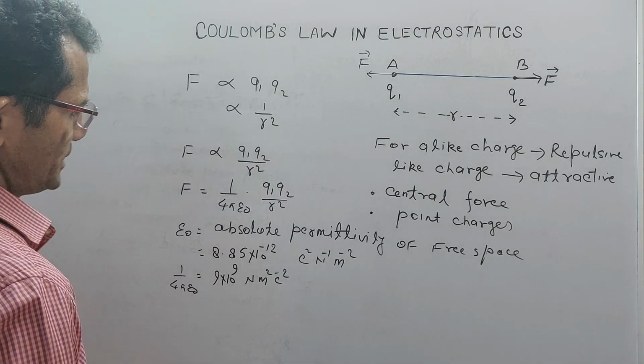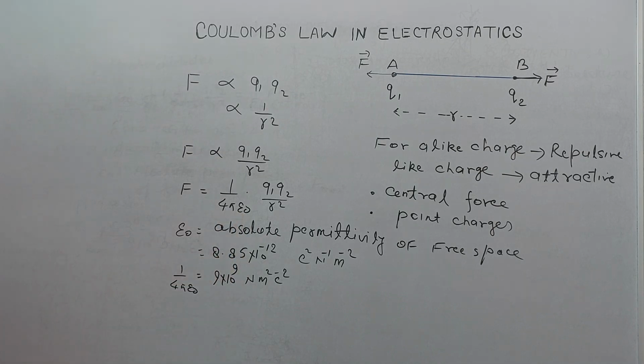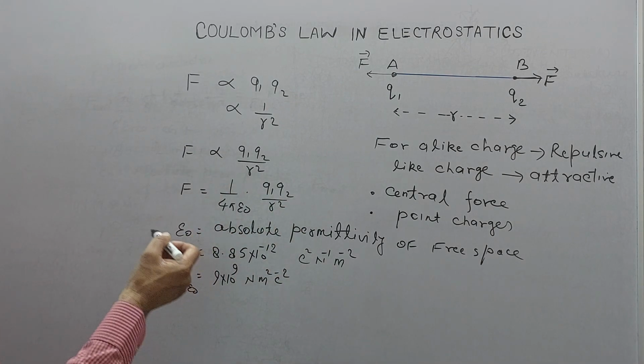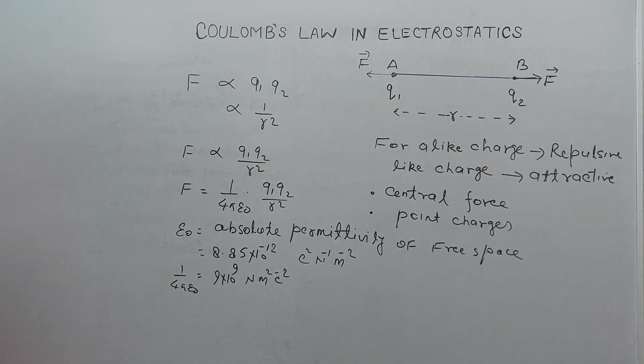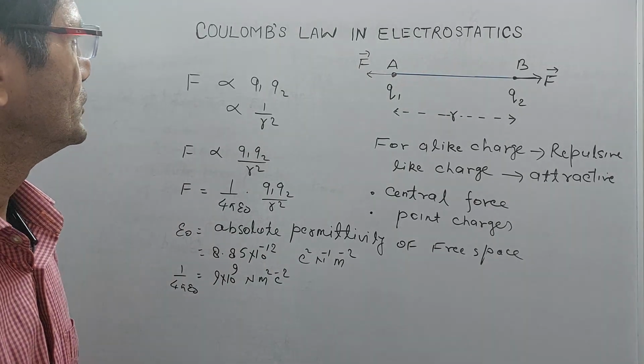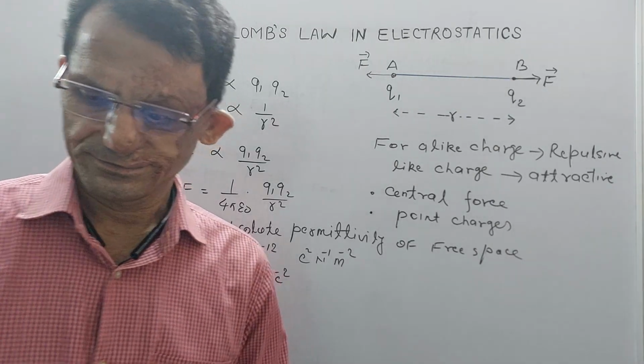for vacuum. Generally epsilon naught has approximately the same value for air. So this value is also valid for free space and air. Air and free space are also called vacuum. Next we will go to Coulomb's law in vector format.